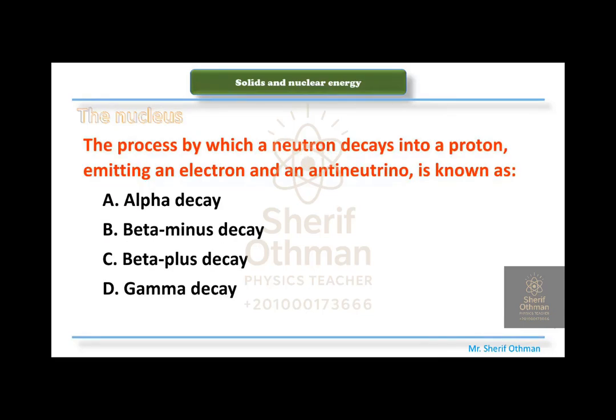The process by which a neutron decays into a proton, emitting an electron and an anti-neutrino, is known as beta minus decay, because the particle produced is a negative particle.